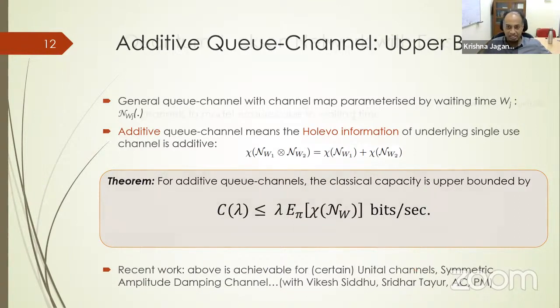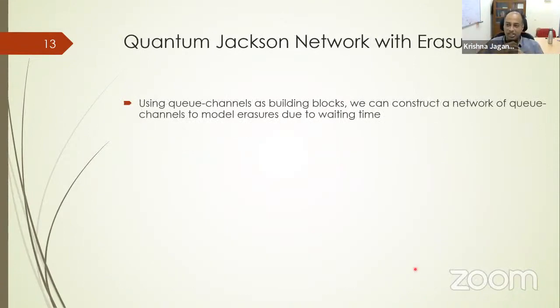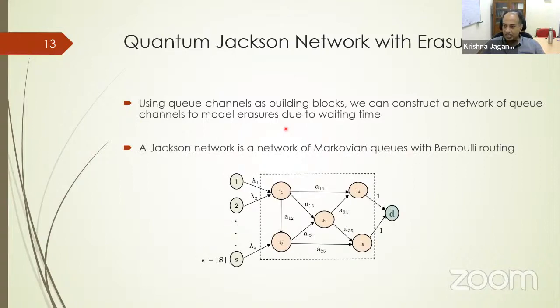The next direction of generalization is to put these Q channels together into networks. What I will speak about for the next 5 minutes is quantum Jackson networks with erasures. This is very recent work. We're using Q channels as building blocks. We can construct a network of Q channels to model erasures due to waiting times. Jackson network terminology is familiar to queuing people. It's a product form network where each node is like an M/M/1 queue. It has exponential service, and you have Bernoulli routing between the nodes. With probability Aij, you go from node i to node j, and that's what a Jackson network is.